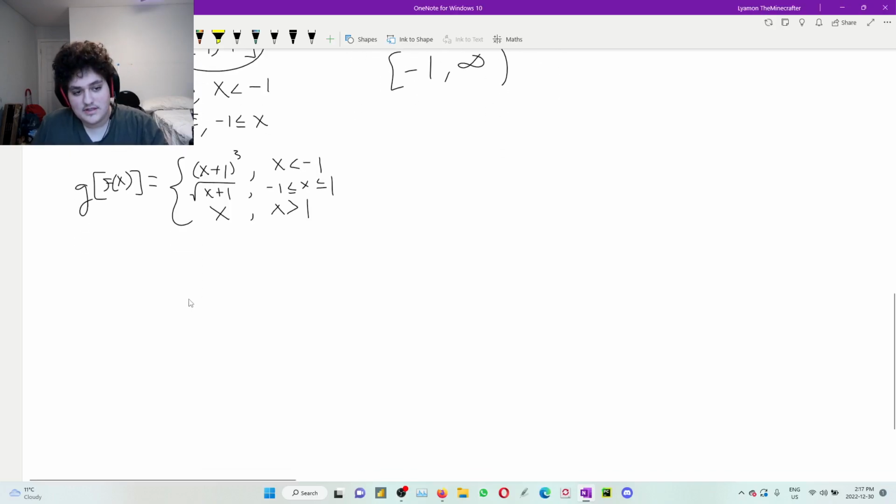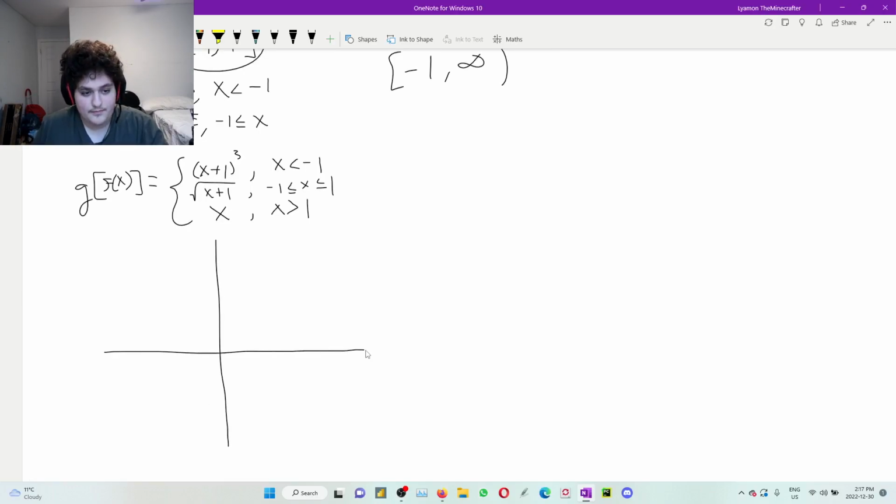And we can sketch this quickly. x when x is greater than 1, so say this is 1 over here.